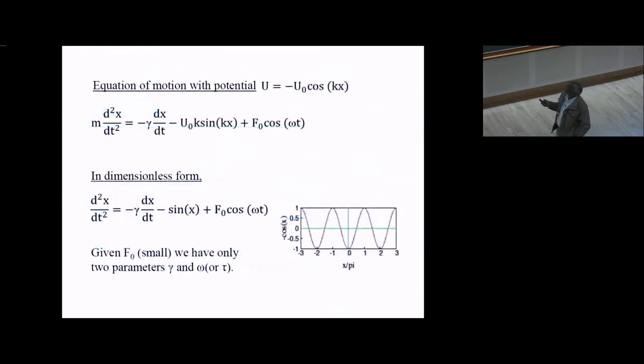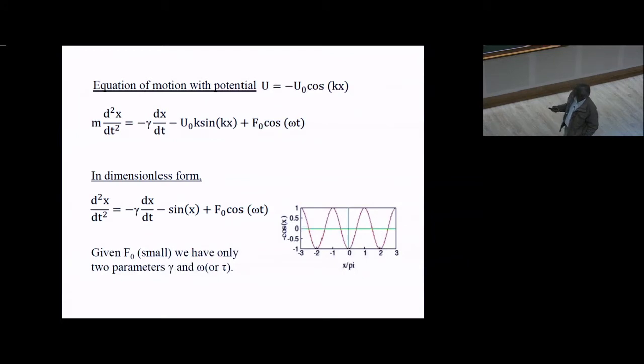So the equation of motion becomes this. Remember, if you include the force also, I have taken this force. This is the potential, from which you derive the force. In the dimensionless form, this is like this. As you see, the potential is just sinusoidal.